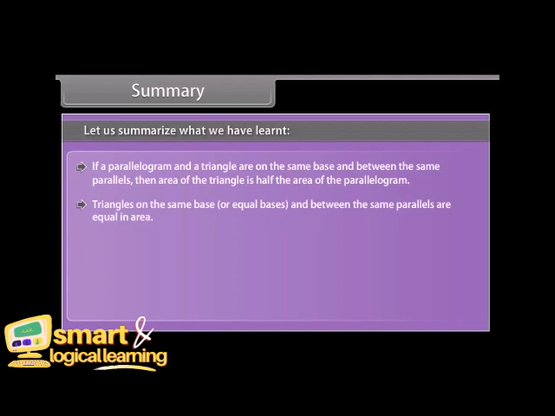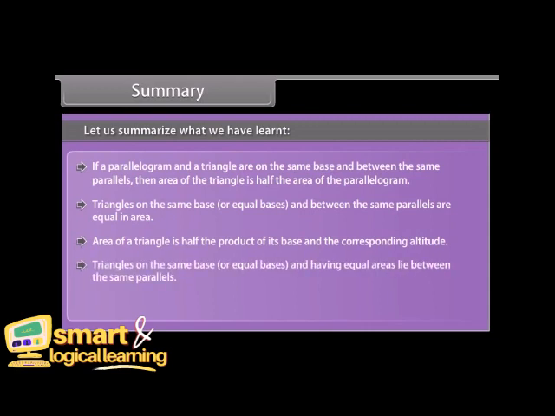Triangles on the same base or equal bases and between the same parallels are equal in area. Area of a triangle is half the product of its base and the corresponding altitude. Triangles on the same base or equal bases and having equal areas lie between the same parallels. A median of a triangle divides it into two triangles of equal areas.